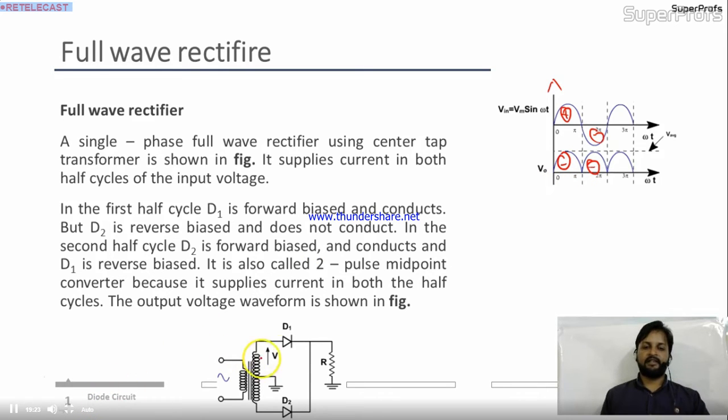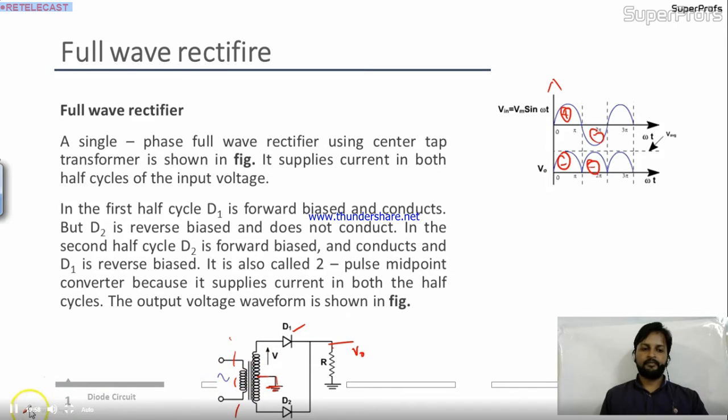So how is this going on? See, what is the circuitry? The circuitry is like this. This is the input primary stage. This is the secondary stage, and the secondary is center tapped. This we call the center tap. If we center tap it, then only we'll get this type of wave, otherwise we will not get it. So D1 is connected with R and D2 is connected with R the same, and here we are taking the output V0. So friends, what will happen in the positive half cycle?